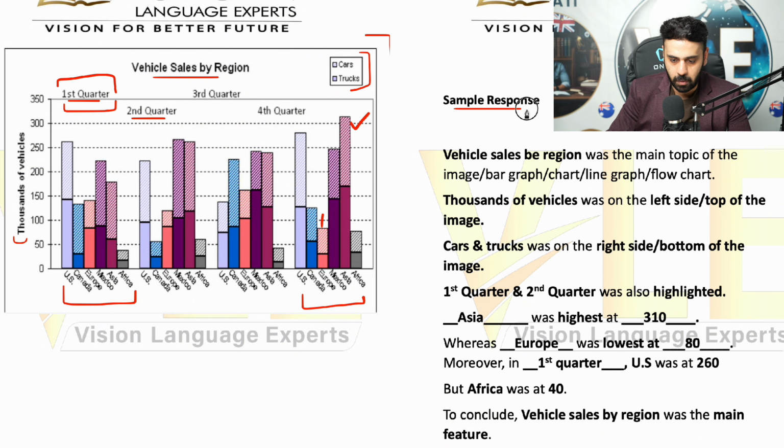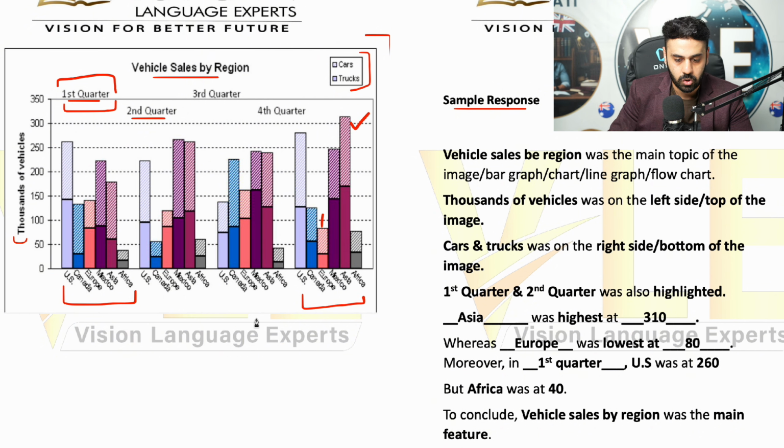So this is a sample response. Let me do this one for you guys. So let me start with the sample response. Vehicle sales by region was the main topic of the image. Thousands of vehicles was on the left side of the image. Cars and trucks was on the right side of the image. First quarter and second quarter was also highlighted. Asia was highest at 310, whereas Europe was lowest at 80. Moreover, in first quarter, USA was around at 260, but Africa was at 40. To conclude, vehicle sales by region was the main feature.